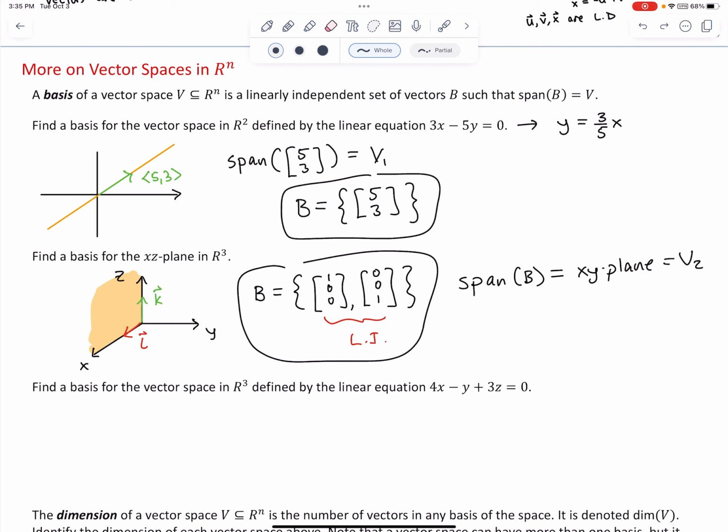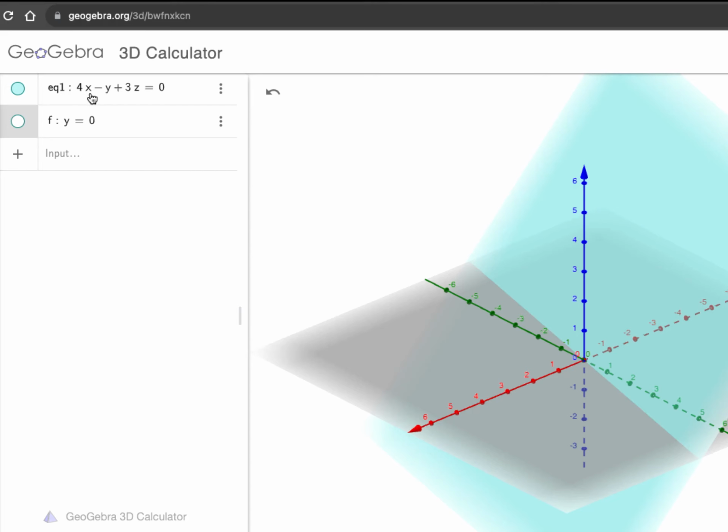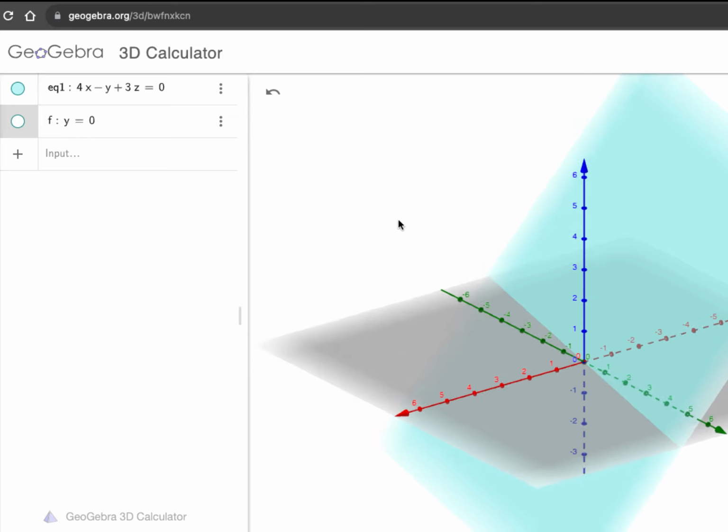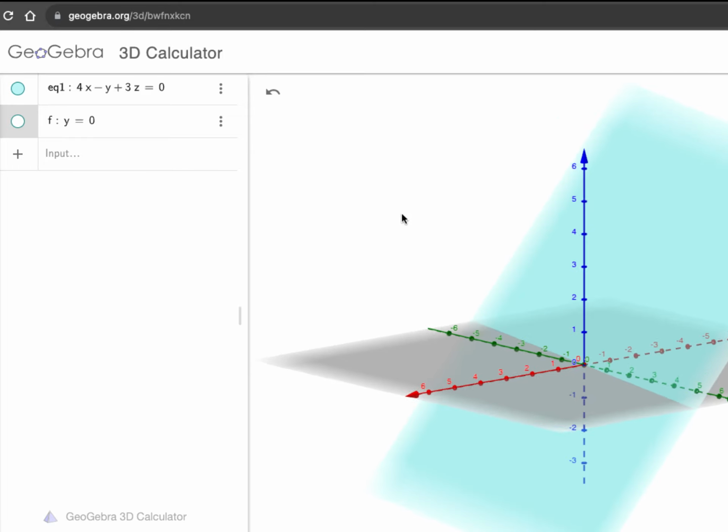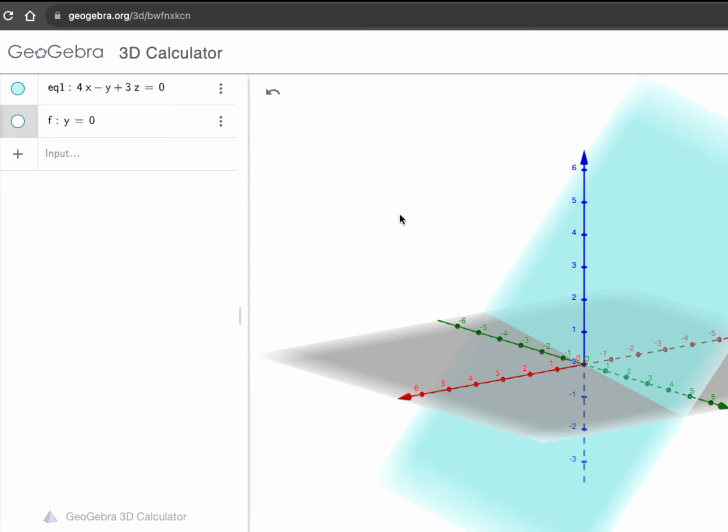Now find a basis for the vector space in R3 defined by the linear equation 4x minus y plus 3z is equal to 0. Let's go ahead and graph this using GeoGebra 3D to get a sense for what this equation produces. I typed the equation into GeoGebra, and it produces this plane, and you can see that the plane does in fact pass through the origin. So this is a vector space, and we want to find a basis for it.